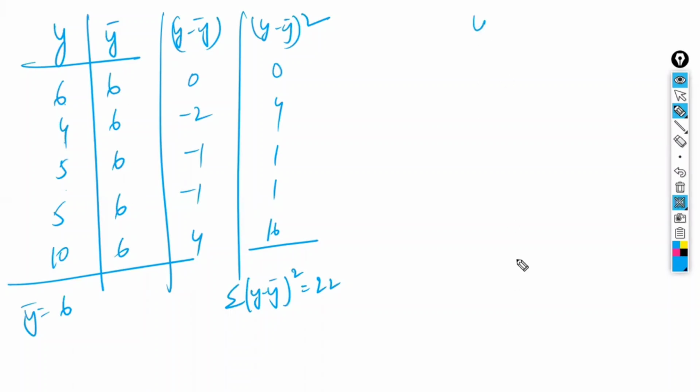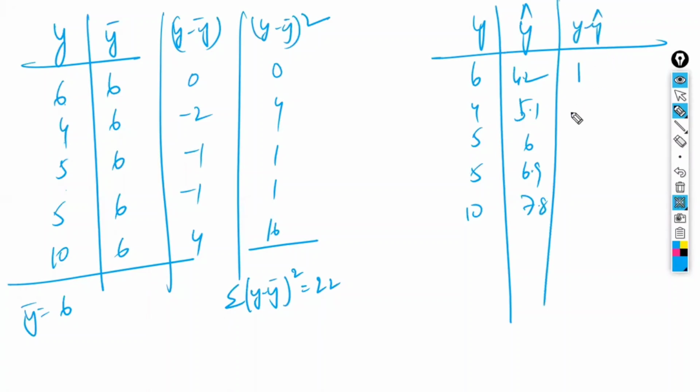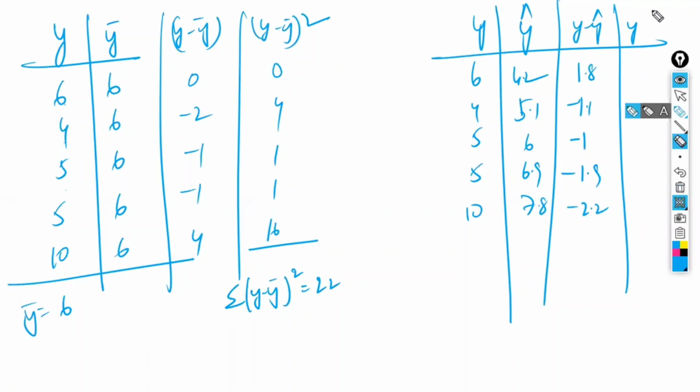Here the prediction was done assuming the mean value. Now the same original y, 6, 4, 5, 5, 10, but this time I am predicting with 4.2, the next one is 5.1, 6, 6.9 and 7.8. Now this time I am calculating y minus y hat. I am going to get 1.8, then minus 1.1, then minus 1, then minus 1.9, and 2.2. Plus or minus, whatever it is, we take y minus y hat whole square.